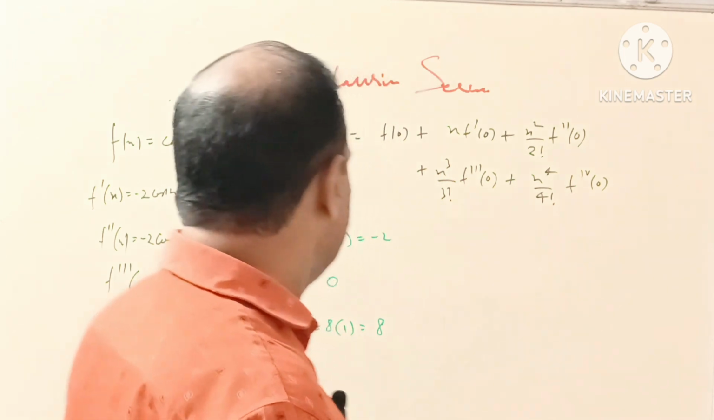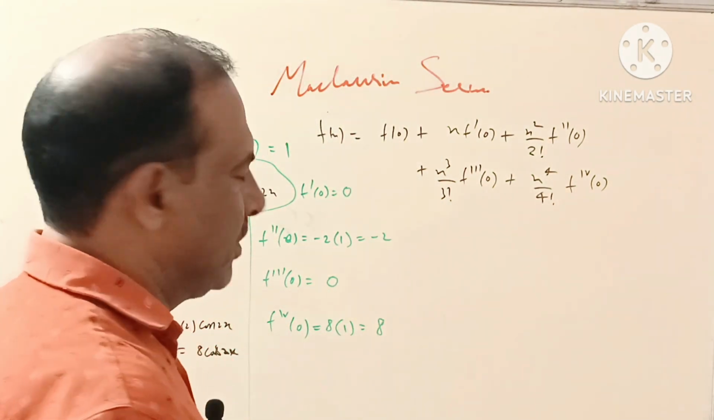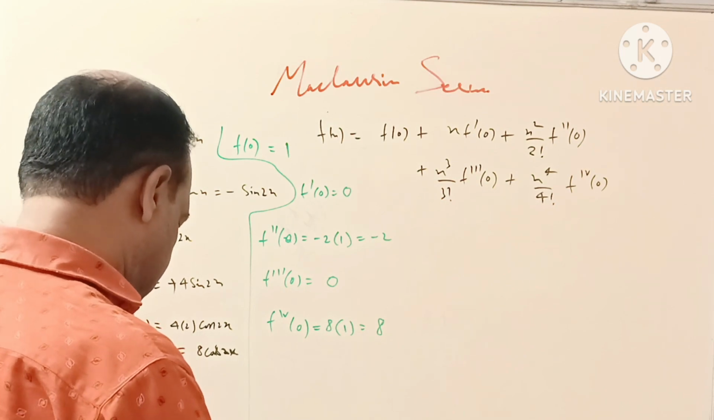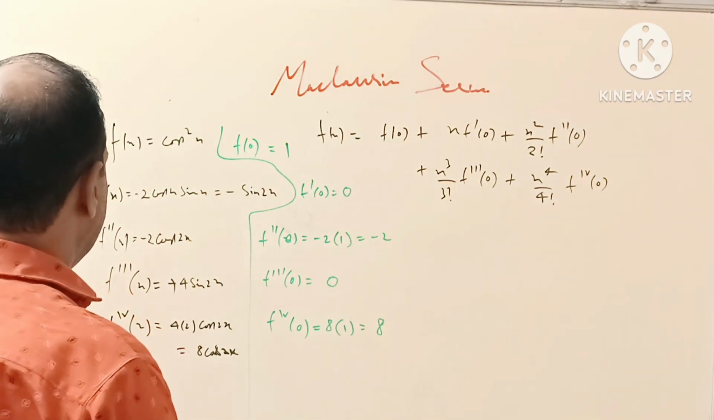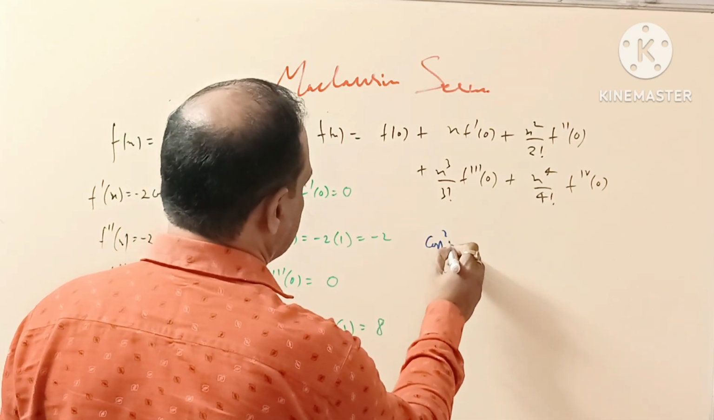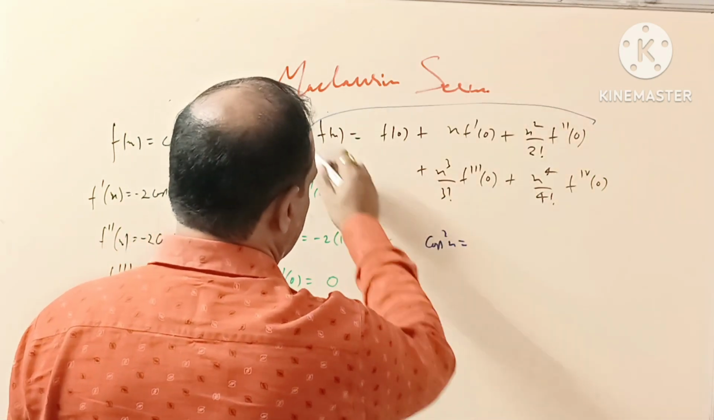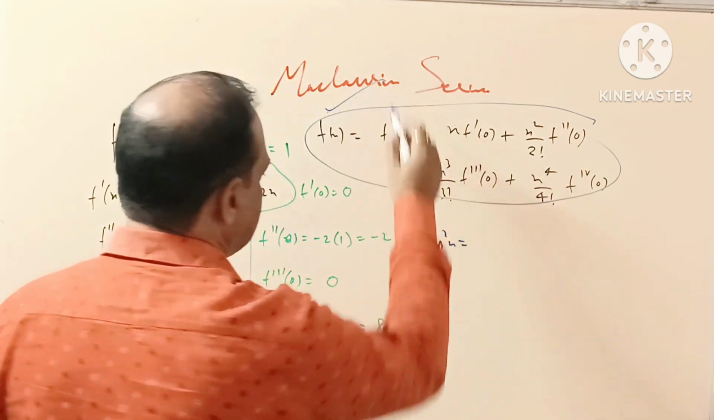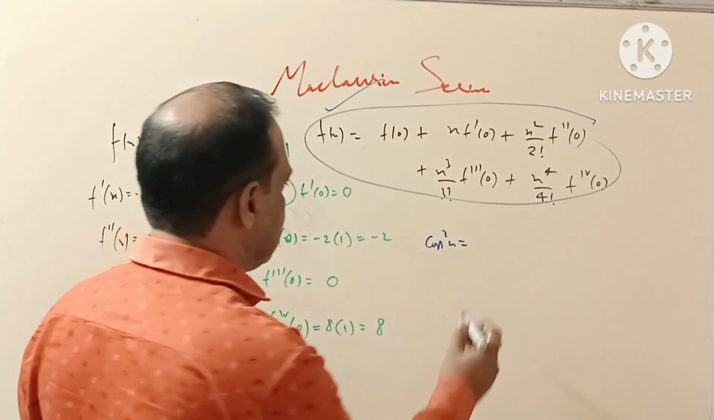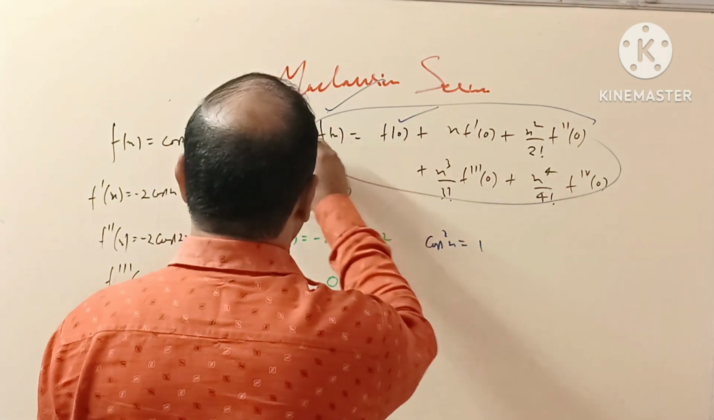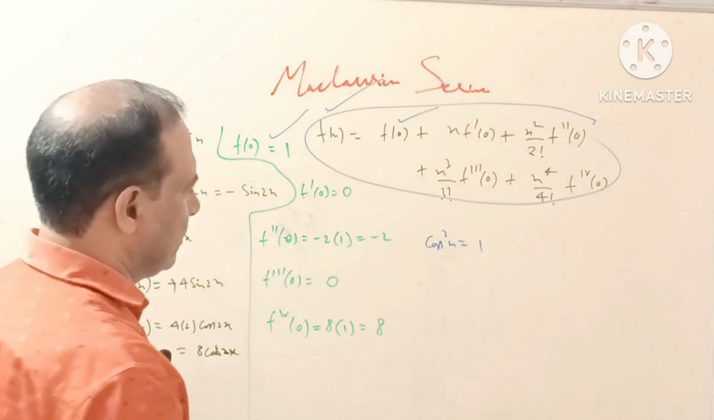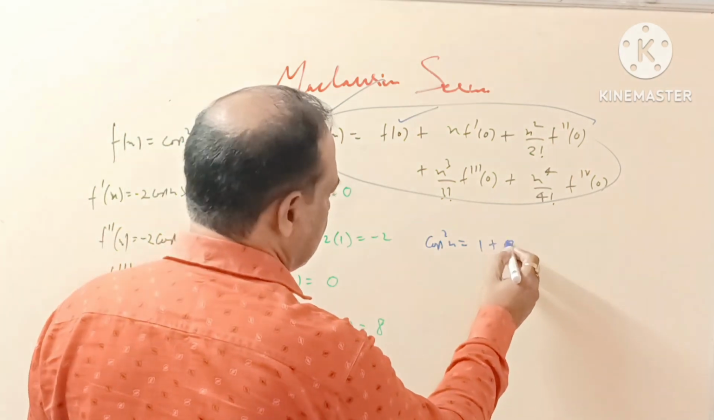Now we have to convert cos square x into the polynomial function of x, and the result will be in the form of cos square x equals, we have to apply this whole formula here. This is f(x), and f(x) equals cos square x. Here f(0) is equal to 1. This is 1. Now x times f'(0) is all 0, there is no need to do it.